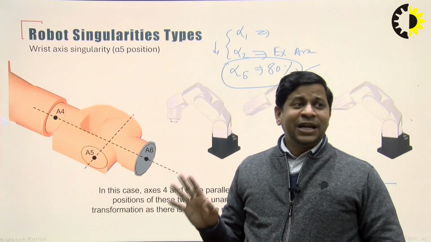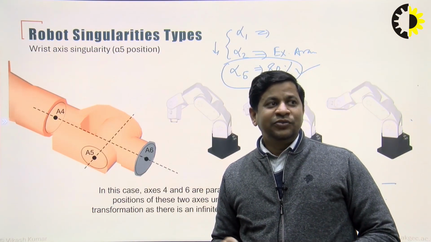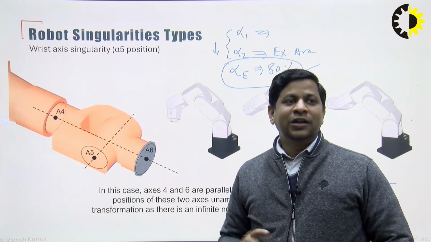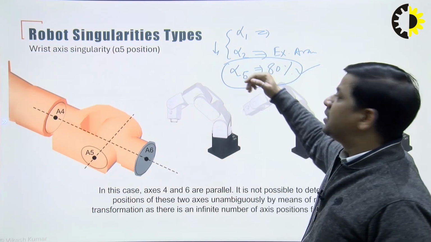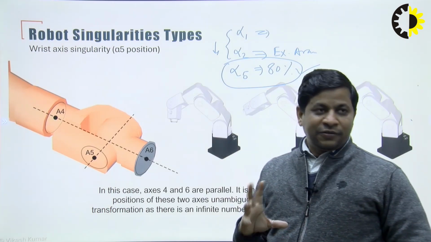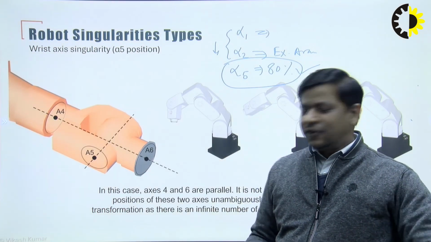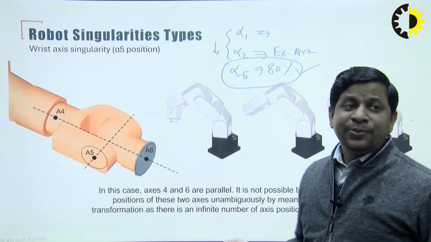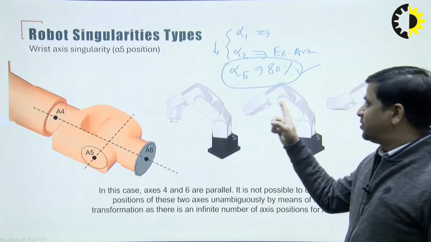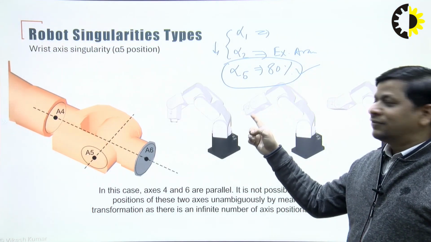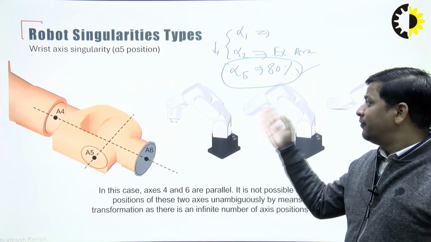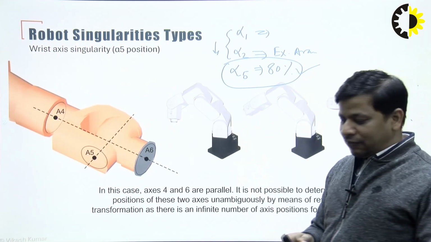So let me summarize all kinds of singularities here. We have gone through alpha 1, alpha 2 and alpha 5 singularity, and we have seen the comparison between all. Mostly we have to avoid this alpha 5 singularity during our programming, and this straight case where 4, 5, 6 are intersecting, we have to avoid this phenomenon while programming.